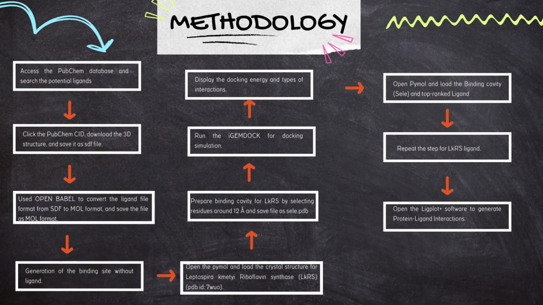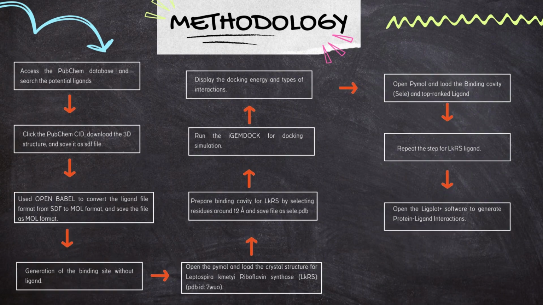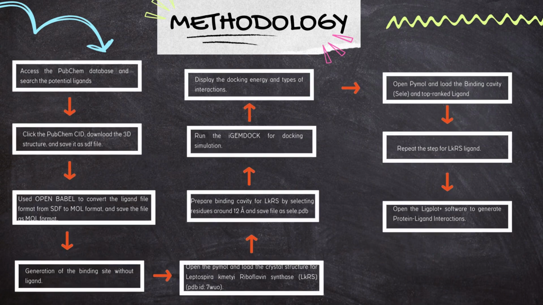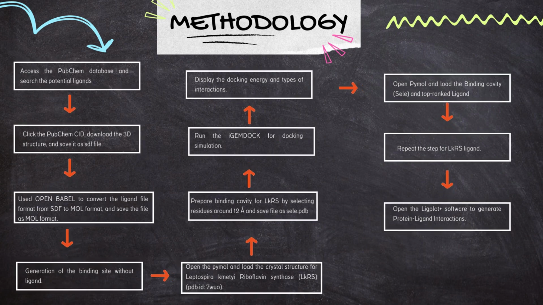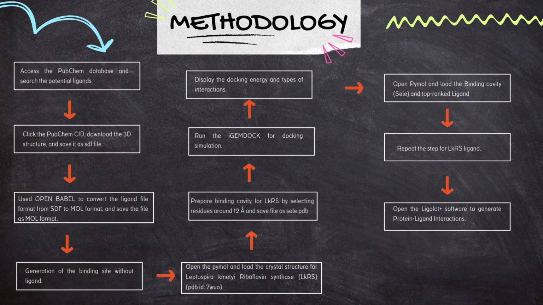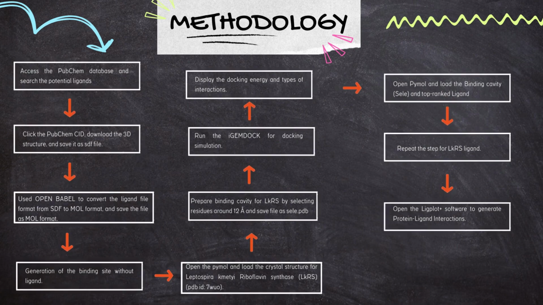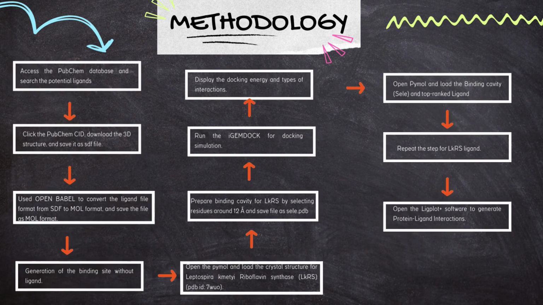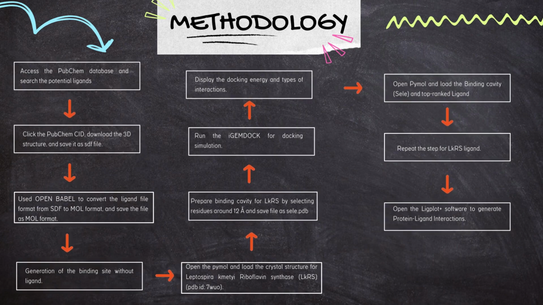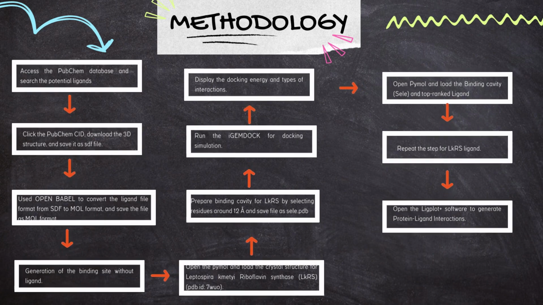For the methodology, the first step is to access the PubChem database, search for the potential ligands given, and download them in a 3D structure and save as SDF file. Then, use OpenBabel to convert the ligand file format from SDF to MOL format and save it. After that, we need to generate the binding site without the ligand. So open PyMOL and load the crystal structure of LKRS. Prepare the binding cavity for LKRS by selecting the residues around 12 Å and save it as cell PDB.